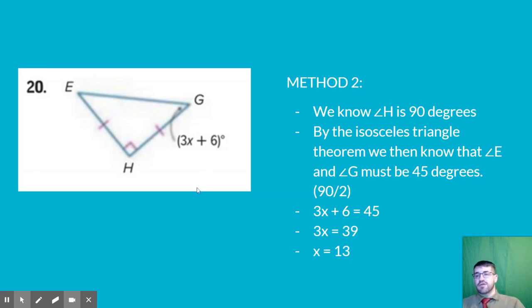So that's 2 ways that you could have done this problem. You may have done it a different way. You might have done the algebra a little bit different. As long as you get x equals 13, you're okay on this one.